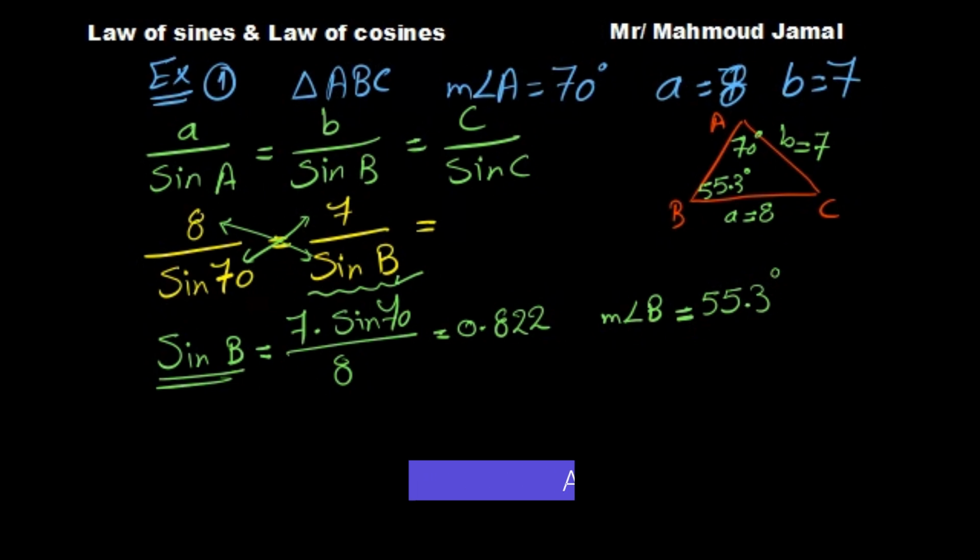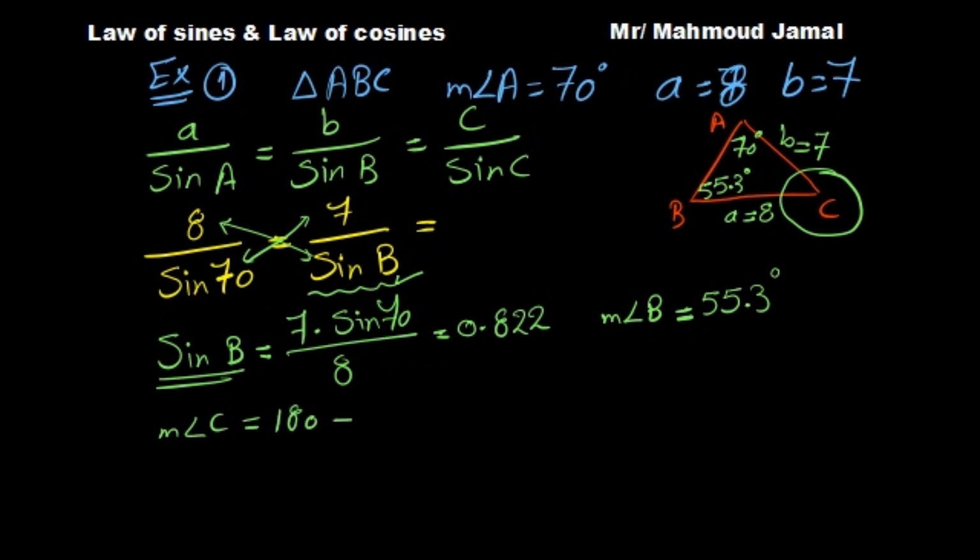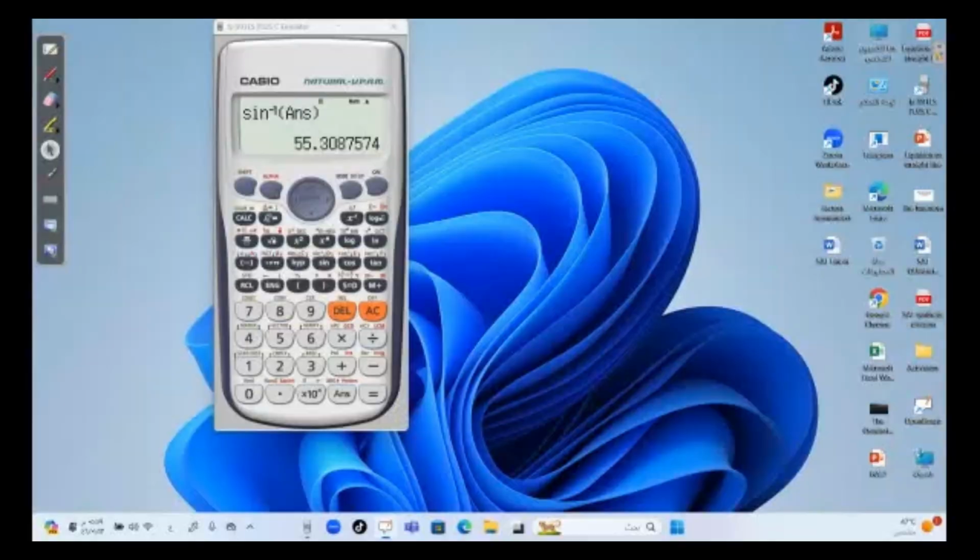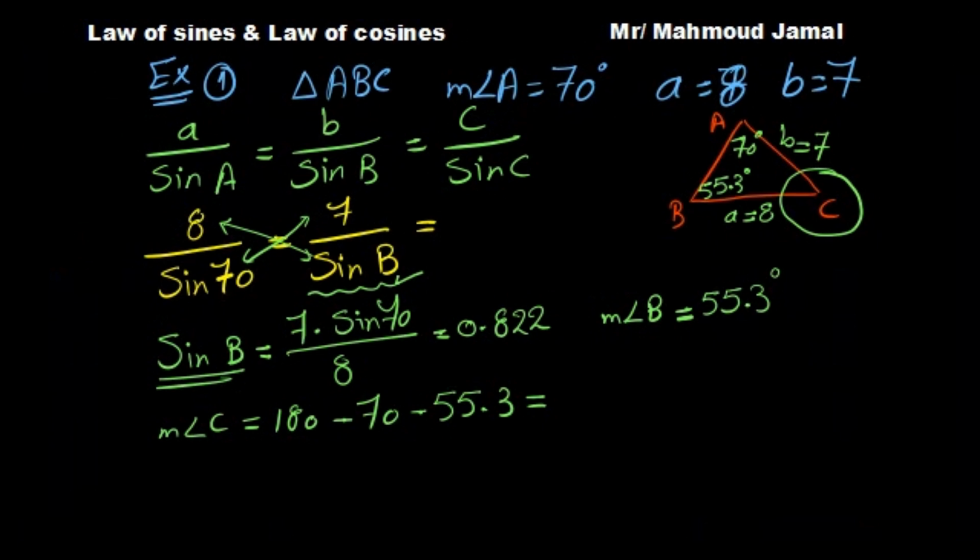We have two angles, so I can find out the third one because the sum has to be 180. So measure C has to be 180 minus 70 minus 55.3. What does it equal? Using the calculator, 180 minus 70 minus 55.3 equals 54.7 degrees.